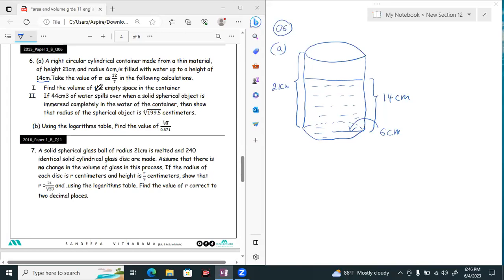Space in the container. Please send your answers. Then I will check and correct your answers.